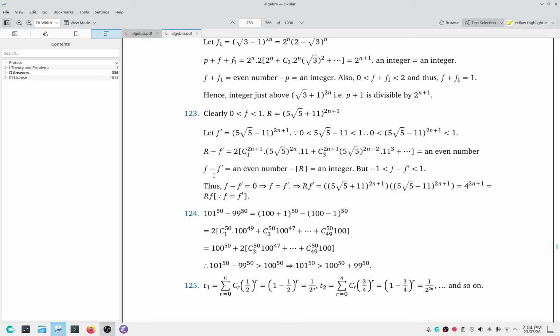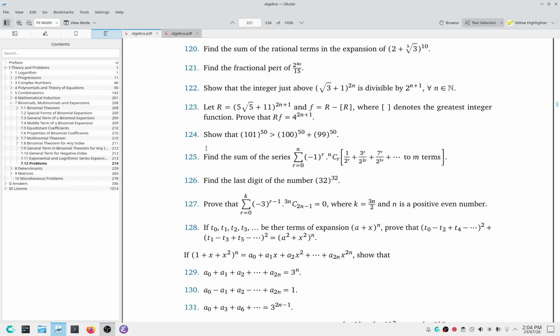So f minus f dash is an even number minus the greatest integer of r, which is an integer. But f minus f dash will lie between -1 and 1. So f minus f dash is 0, or f is equal to f dash. So r f dash is equal to (5 root 5 plus 11) to the power 2n times (5 root 5 minus 11) to the power 2n, which is equal to 4 to the power 2n plus 1, which is equal to Rf.